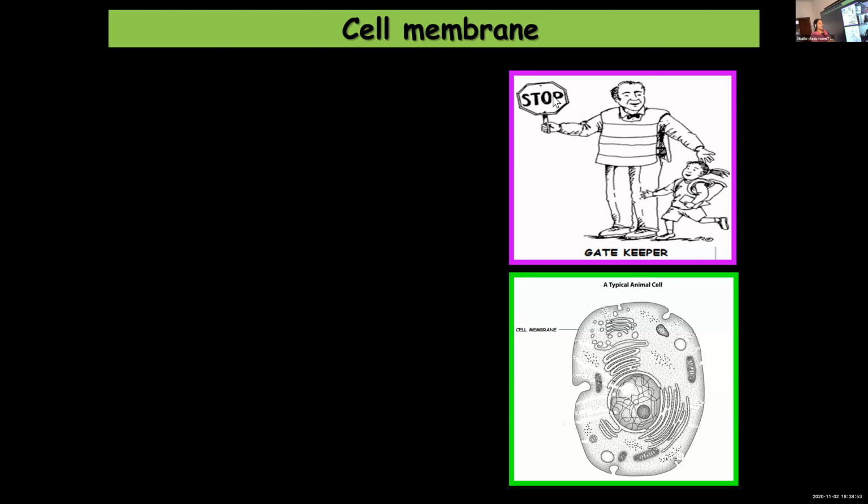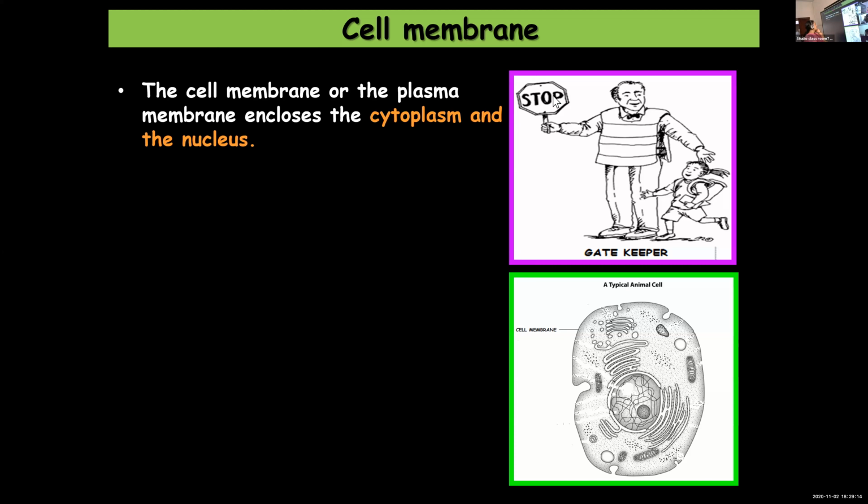Okay, children. So I was saying that each component of a cell we'll be comparing with a component in the school. We started with the first one, that is cell membrane or plasma membrane. This plasma membrane or cell membrane will enclose the cytoplasm and the nucleus. You know that there are three components for a cell: cytoplasm, nucleus, and cell membrane. And cell membrane will be enclosing the other two components. Cell membrane encloses the nucleus and cytoplasm.